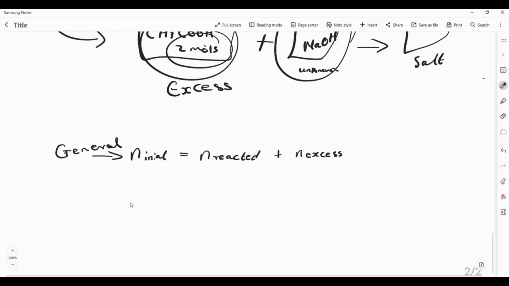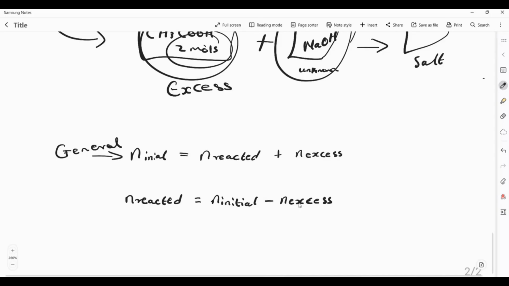The way you use it, you always have to find the number of moles that have reacted. In most cases, not always, in most scenarios, they want the number of moles that have reacted. I will show you why. The number of moles that reacted is equal to the number of moles that were in the initial solution minus the excess.